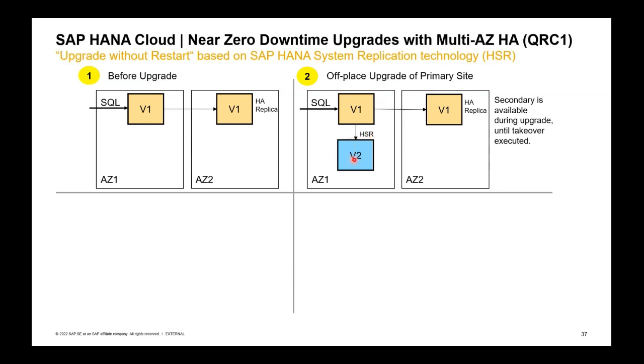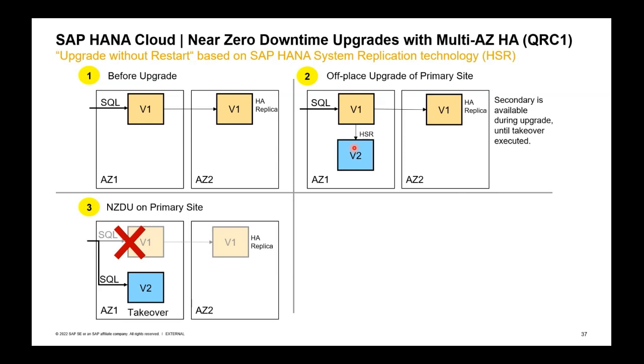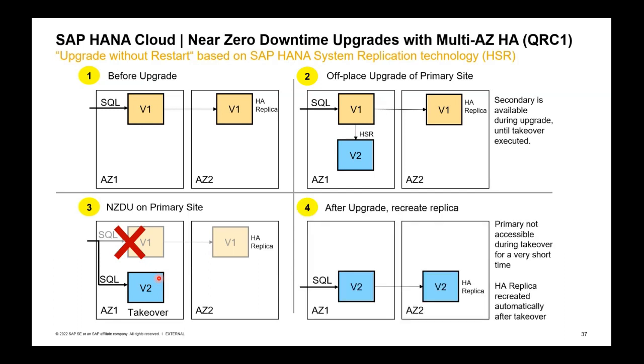We bring this up to speed, to the right version, of course, first, and then do a synchronization in between. And in the next step, we do a takeover from this first line to this new software version, and afterwards we recreate the HA replica in the other availability zone. So from the end user perspective, there's always a system in reach.